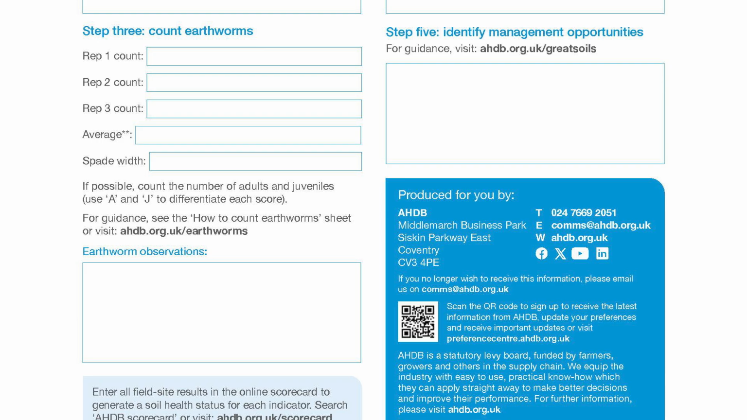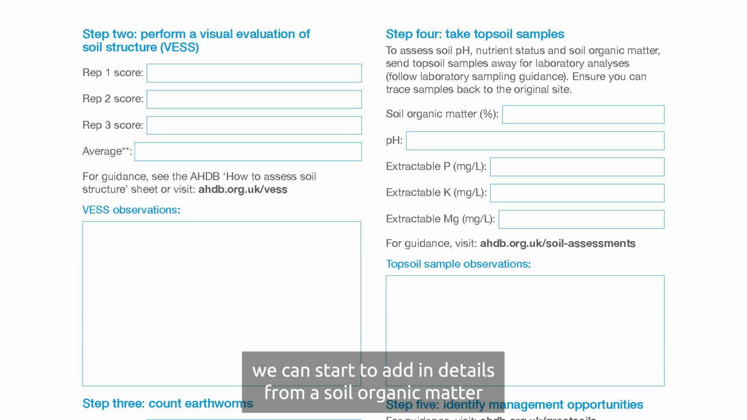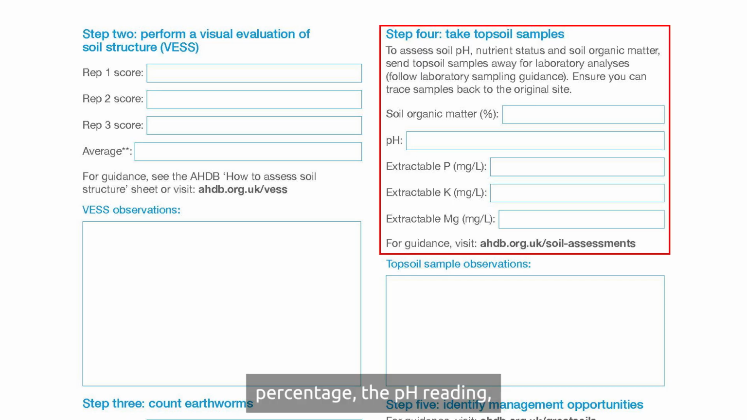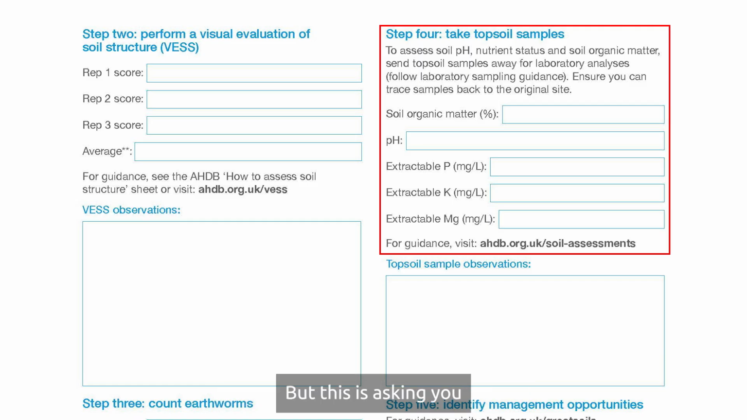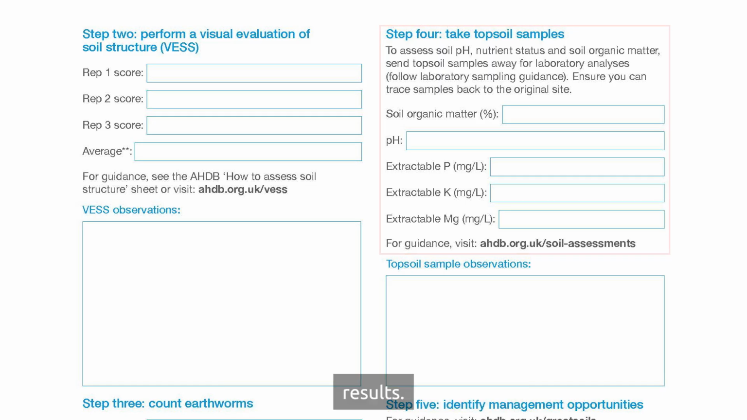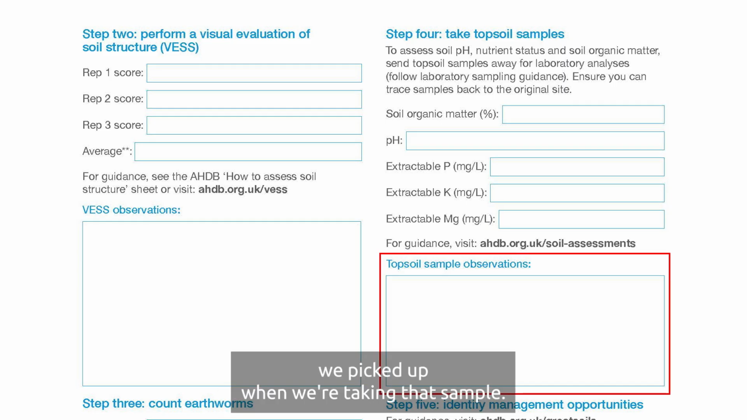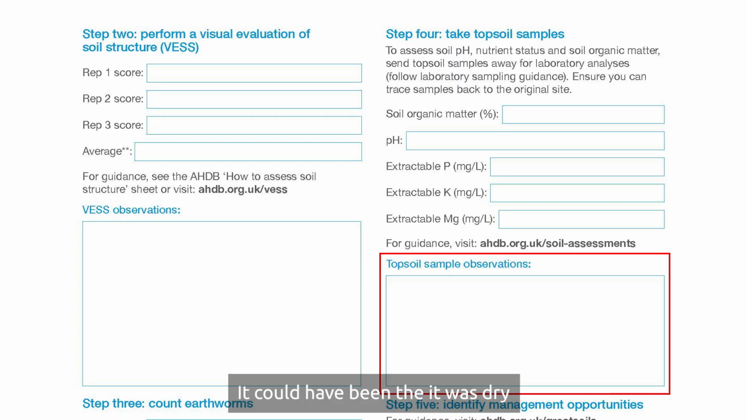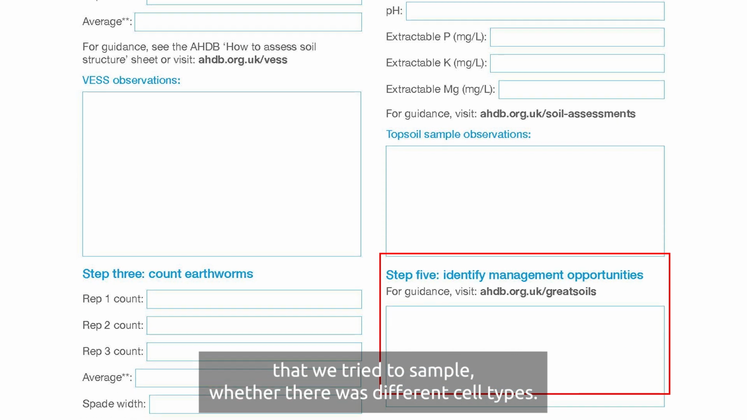Once we've got the soil test results, we can start to add in details: the soil organic matter percentage, the pH reading, and extractable P, which is in milligrams per litre. We tend to convert that into an index, but this asks for those numbers that are generally contained on the soil sample results. We can record any information we picked up when taking that sample. It could have been drier than we would like, or there may have been different soil types in the area we tried to sample.